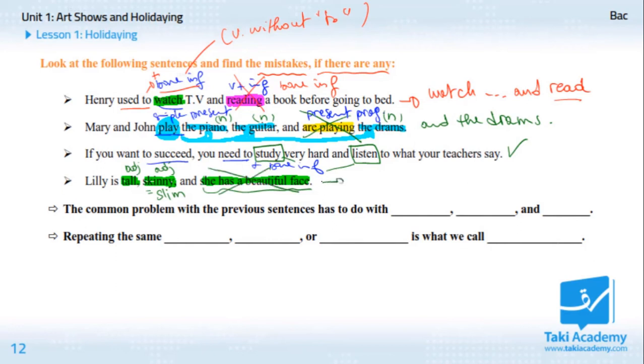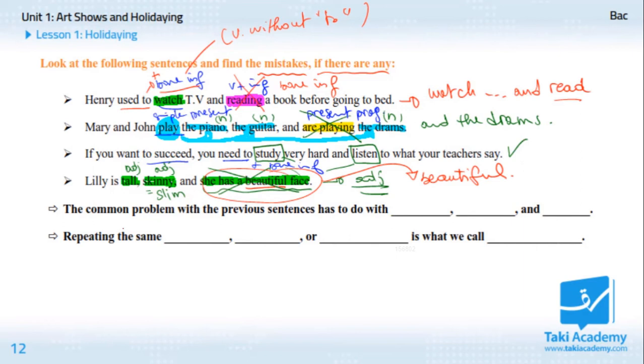We need an adjective. So how can we get an adjective? We need to turn this into an adjective. She has a beautiful face. If she has a beautiful face, that means she is beautiful. So my sentence becomes Lily is tall, skinny, and beautiful. Okay, you see? If you understand this, you will be able to write correct English sentences.